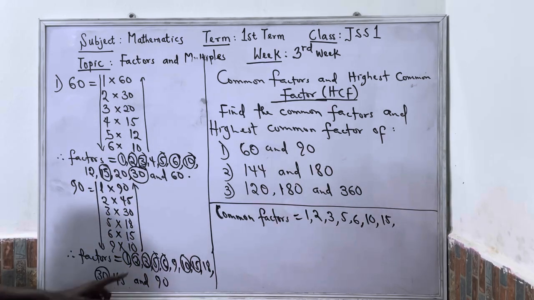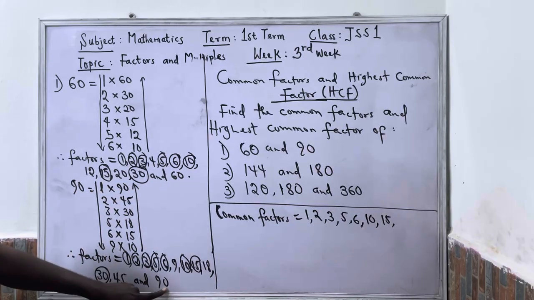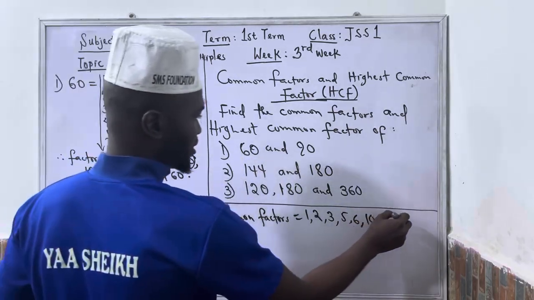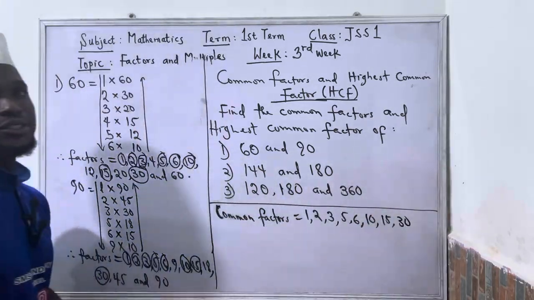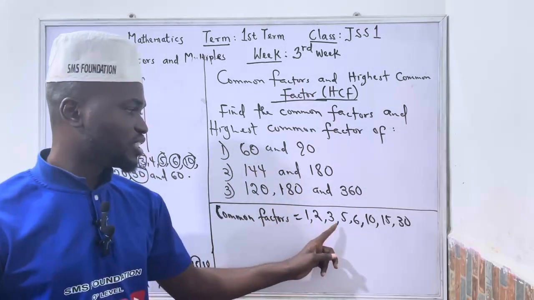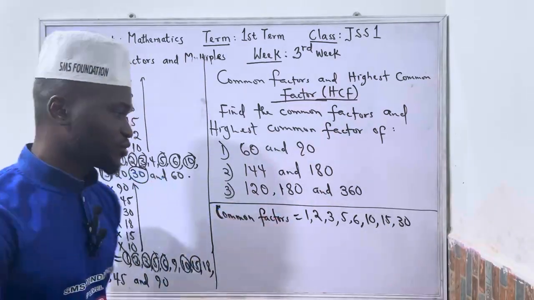Okay, here we have 45, but clearly no 45. Here we have 60, but no 60. 90, but no 90. So I think that's all we can have. So 30 is the last one. So these are the common factors. How many common factors? 1, 2, 3, 4, 5, 6, 7, 8. So these are the common factors.